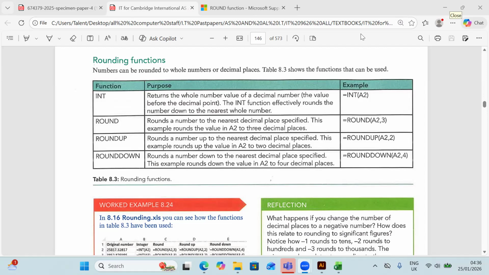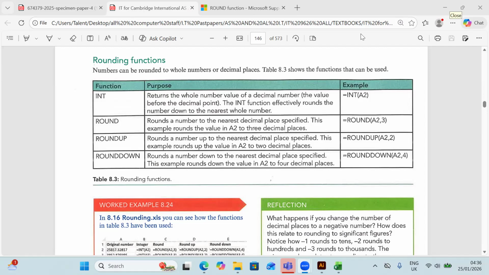Then the round function rounds a number to the nearest decimal place specified. This example rounds the value A2 to 3 decimal places. We can see from the example which says equals round A2, 3. So we are saying the value that is in the cell A2, can it be rounded to 3 decimal places? When we're using the round function, we want to know the number of decimal places that you want.